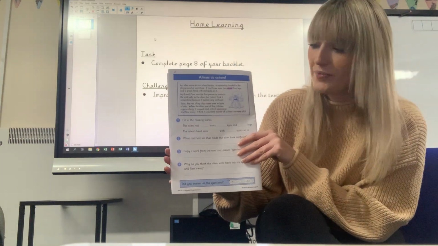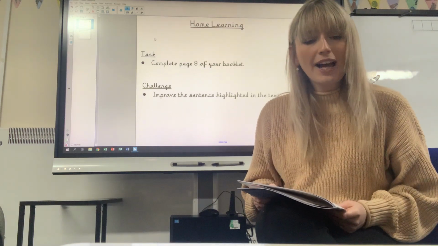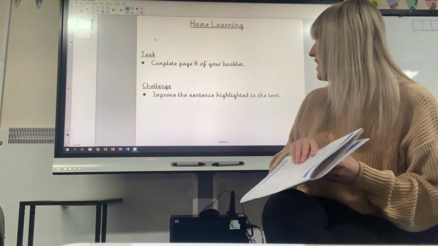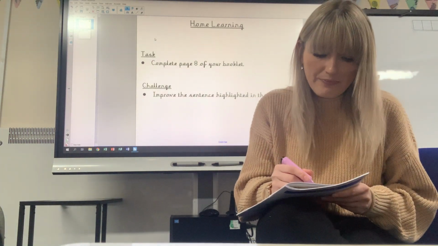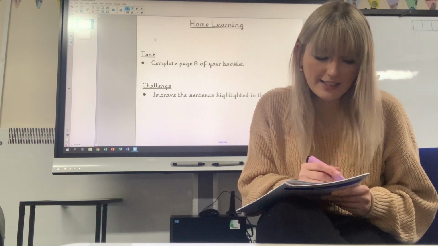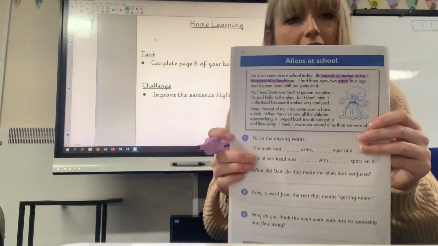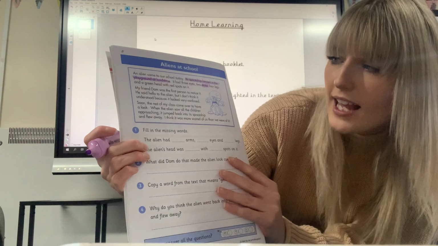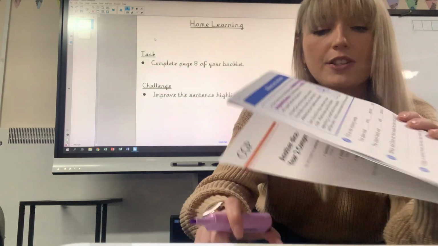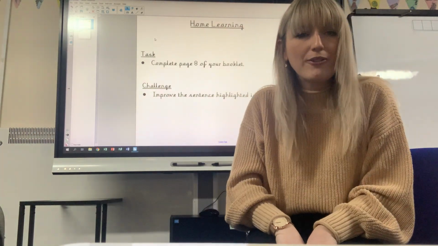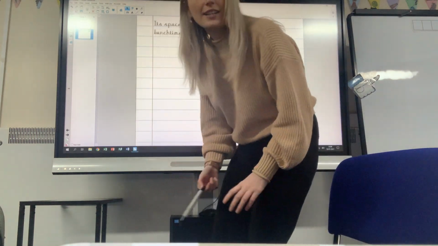What was the reason? Okay, once you've done your 4 questions, your challenge today is to improve the sentence highlighted in the text. So I'm going to highlight a sentence now, and in your purple books, I'd like you to improve it. So I've highlighted this sentence here at the top. It says, its spaceship landed in the playground at lunchtime. So I'd like you to have a go at improving that sentence for me.